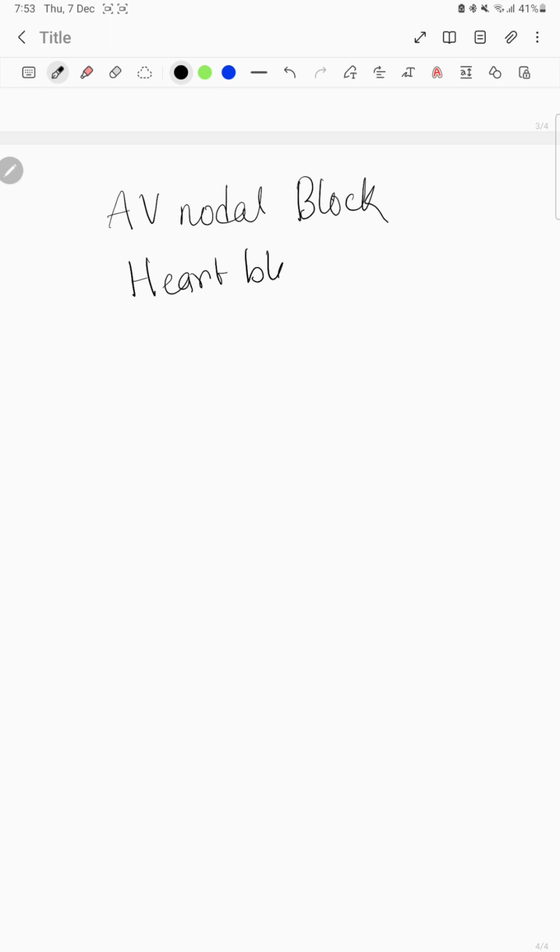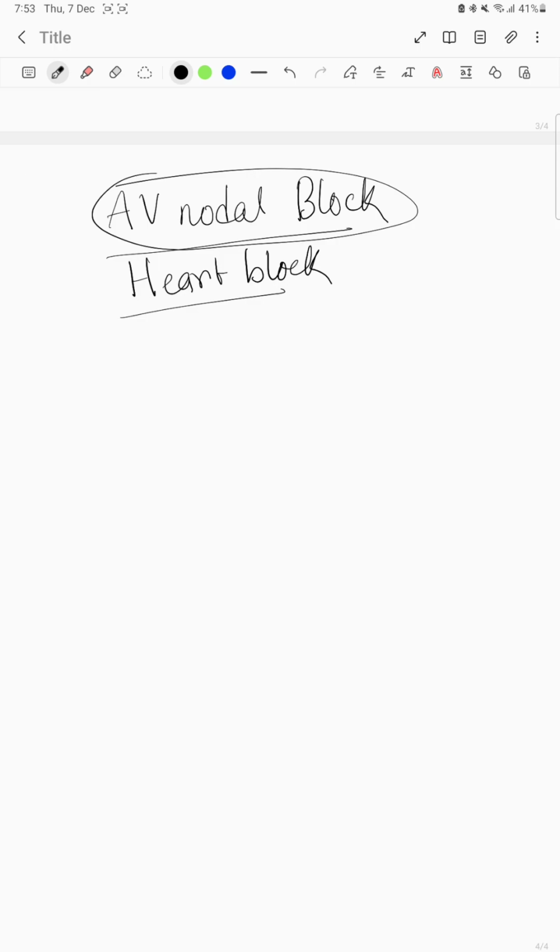Let's talk about AV nodal block, or atrioventricular nodal block. Generally, it is called heart block. It is the most common blockage that occurs in the heart. As the name suggests, the blockage is occurring at the AV node.